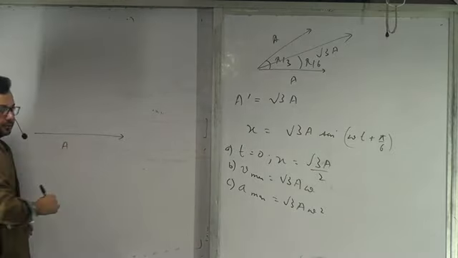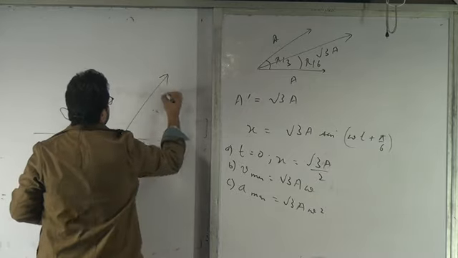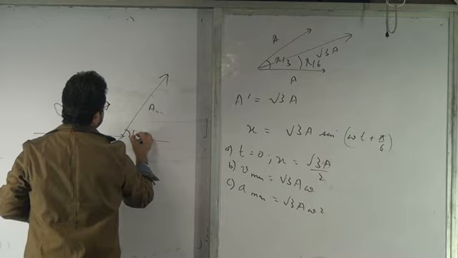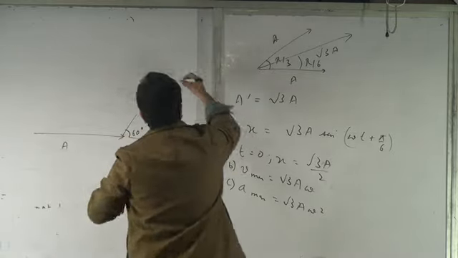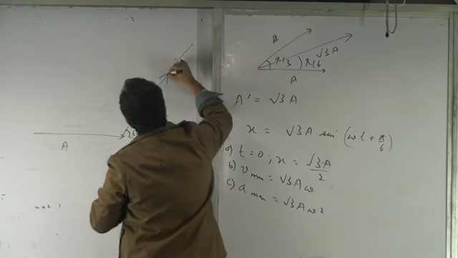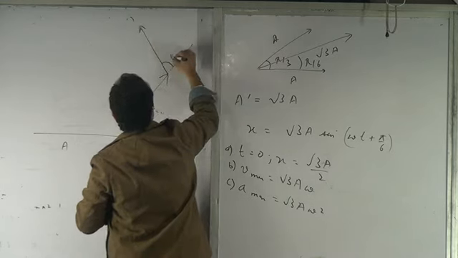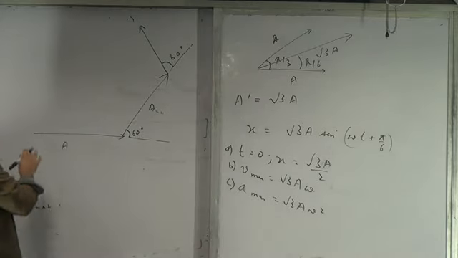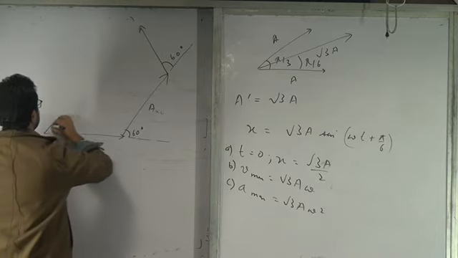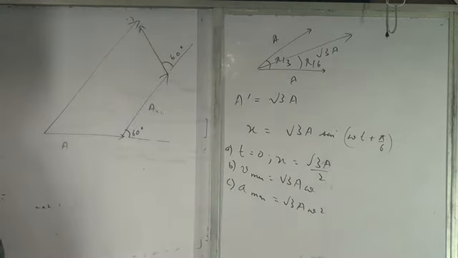First vector, the second vector is 60 degree ahead of phase, and the third vector is 60 degree from this one. And what will be the resultant? The resultant would be something like this, and that's what you need to find out.